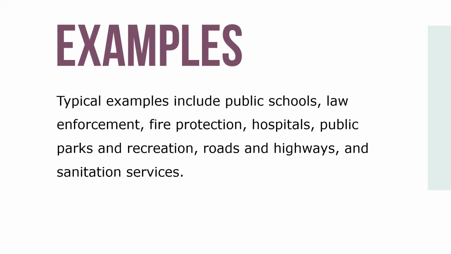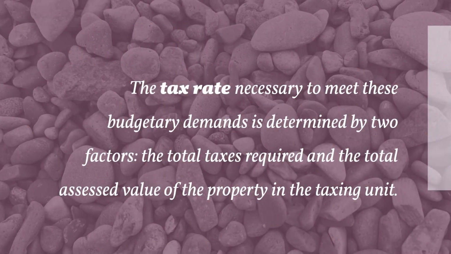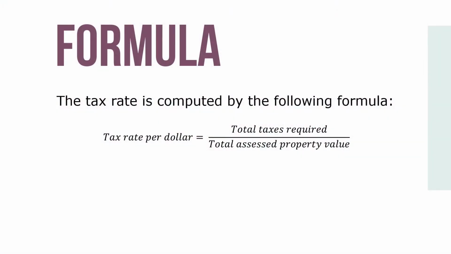Typical examples include public schools, law enforcement, fire protection, hospitals, public parks and recreation, roads and highways, and sanitation services. The tax rate necessary to meet the budgetary demands is determined by two factors. First, the total taxes required, and second, the total assessed value of property in the taxing unit. The tax rate is computed by the following formula. Tax rate per dollar equals total taxes required divided by total assessed property value.